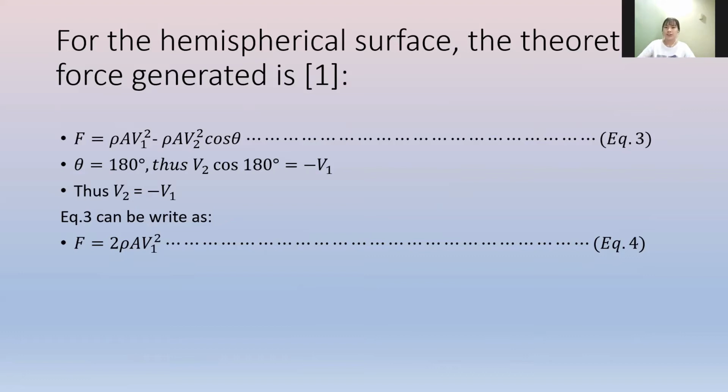For a hemispherical surface, the theoretical force generated is F equals rho a v1 squared minus rho a v2 squared cos theta, and the angle is 180 degrees, so v2 cos 180 equals negative v1. Thus, v2 is equal to negative v1. So the equation can be written as F equals 2 rho a v1 squared.